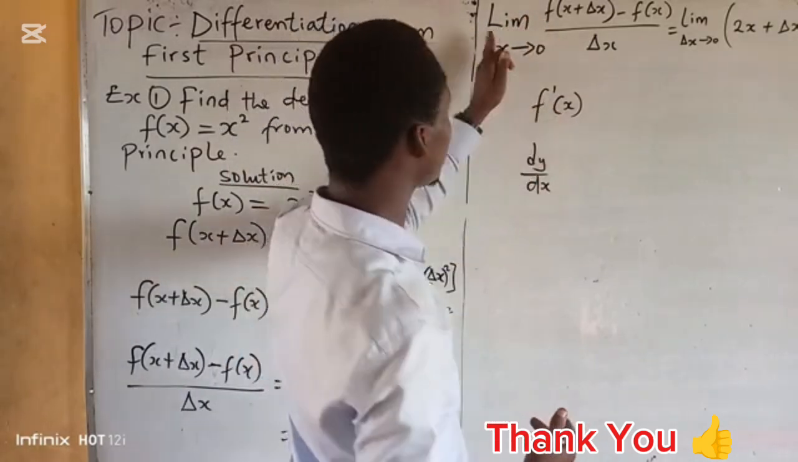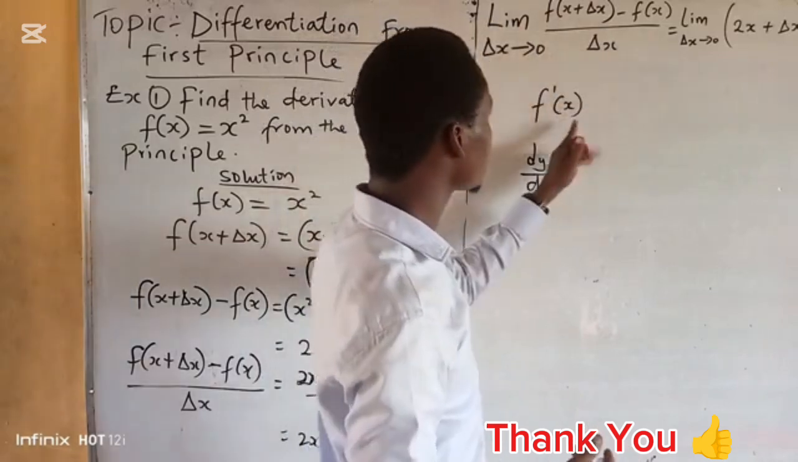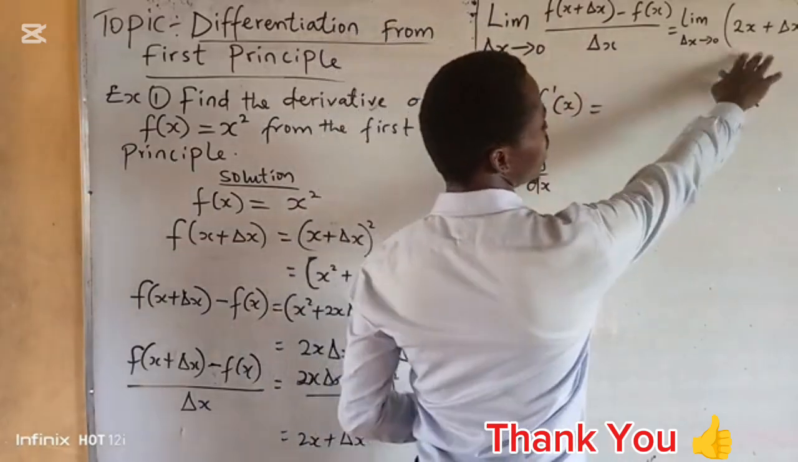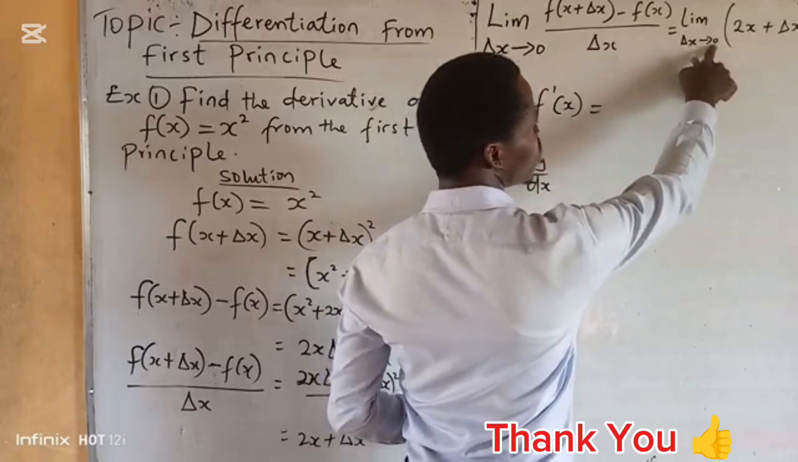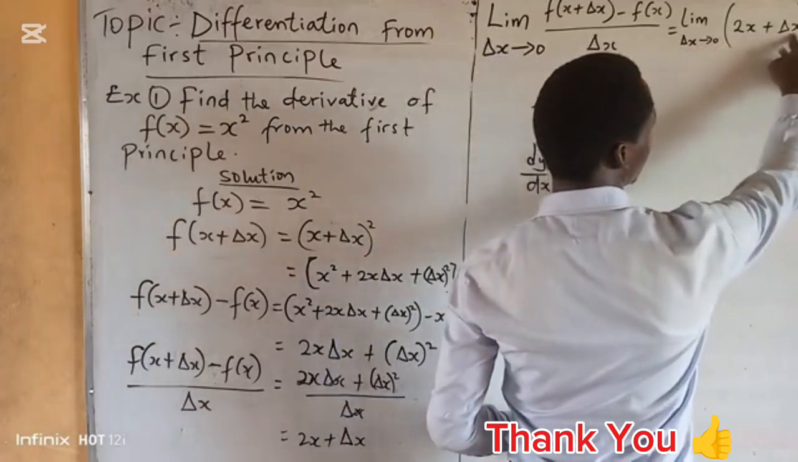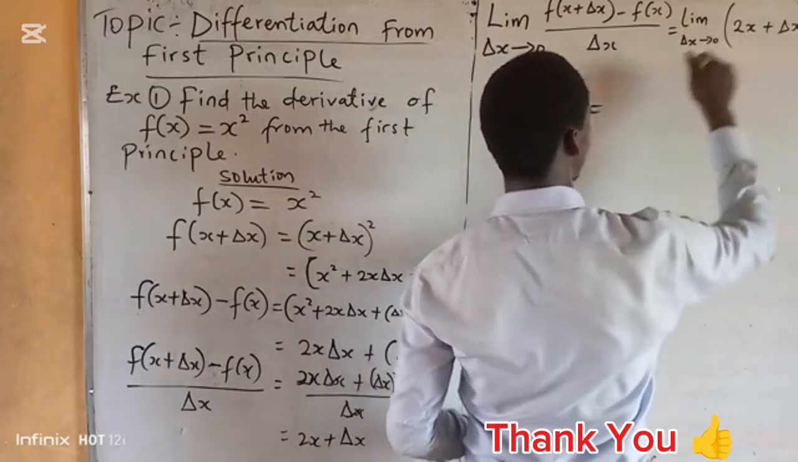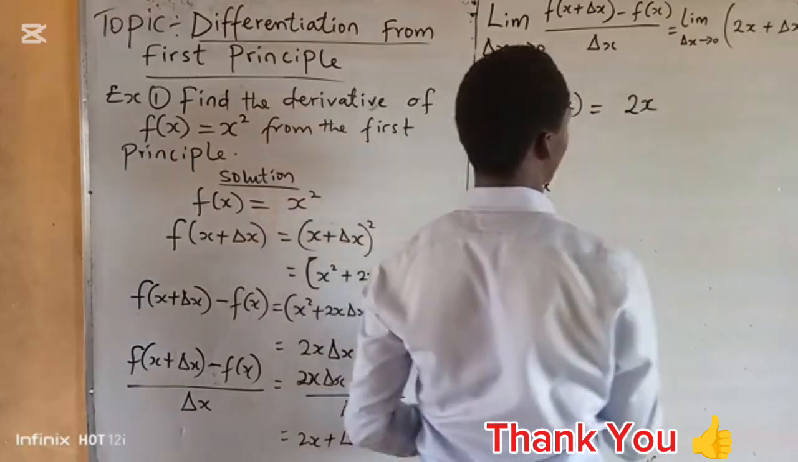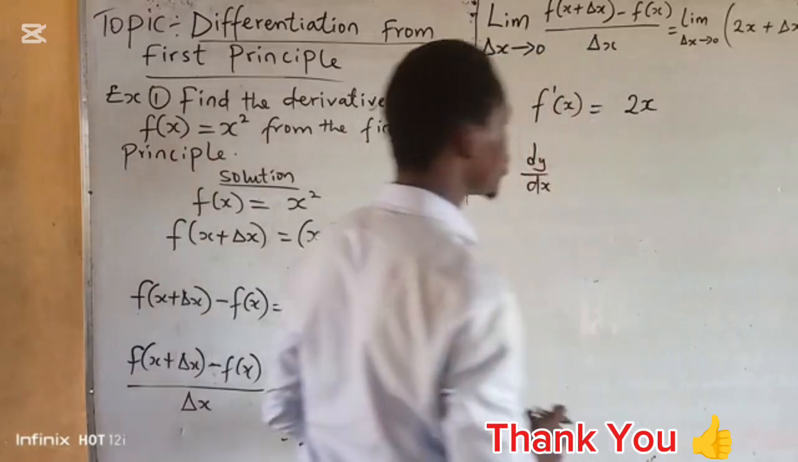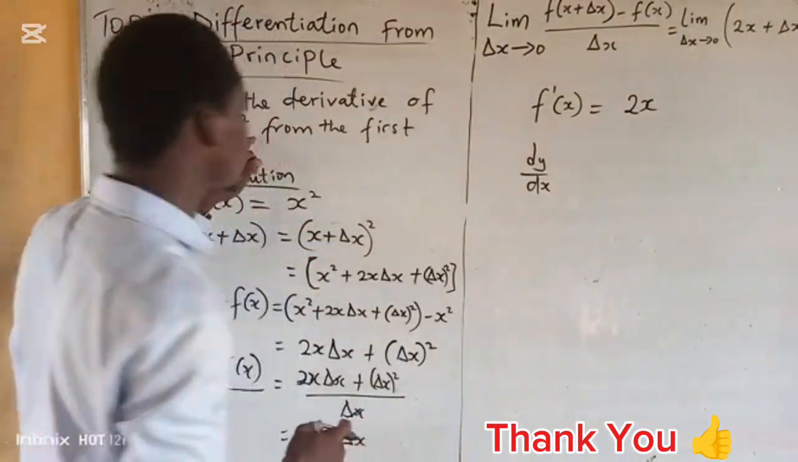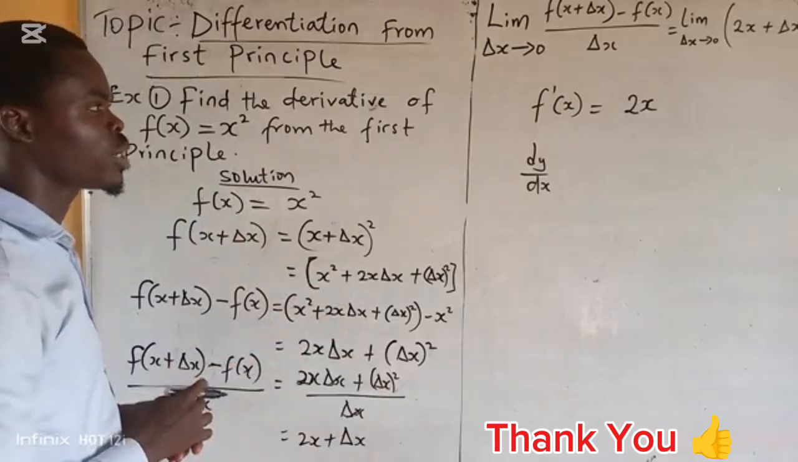So the limiting function here is f prime of x equal to, in this case, delta x tends to 0, so we have this to be 0. As delta x tends to 0, what we have left is 2x. So 2x is the solution to the problem. That's the derivative of the function from the first principle.